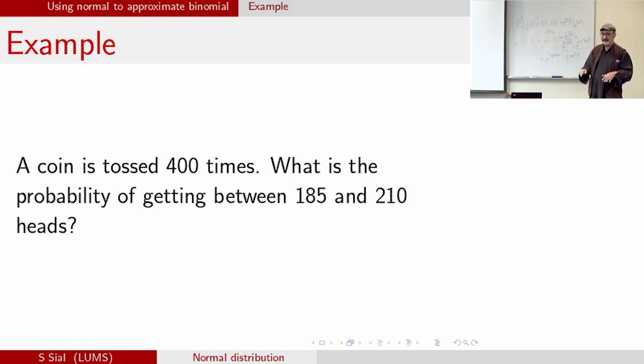We'll discuss more next time about the use of the normal distribution when the underlying distributions are something else. For now, let's take this example. A coin is tossed 400 times. We call getting an H a success. Here n is 400. I seem to be assuming that it's a fair coin, so p is 1/2 and q is 1/2. What's the probability of getting between 185 and 210 H's?